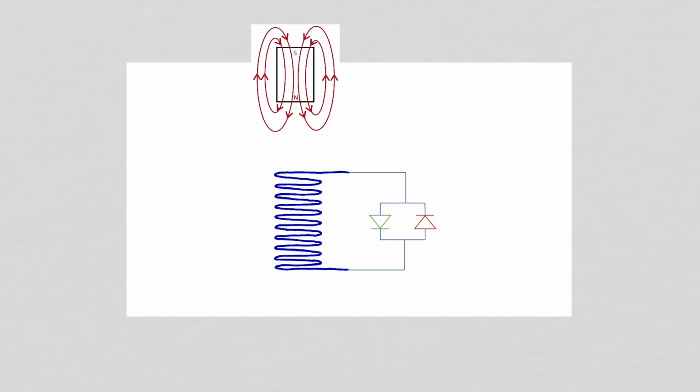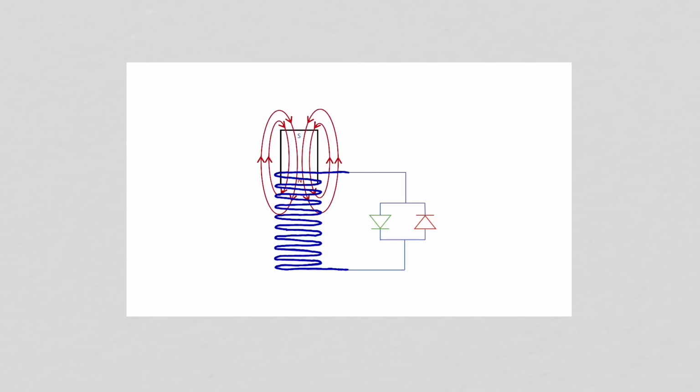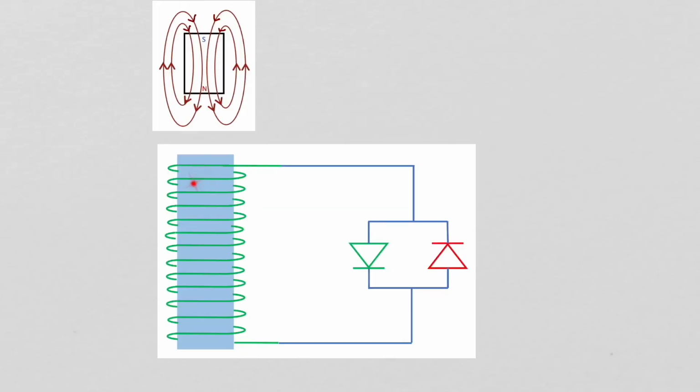As the magnet falls into the coil, there is an increase in magnetic flux pointing downward inside the coil. I've added a core so we can visualize the windings. Of course, there is no core so that the magnet can actually fall through the coil.